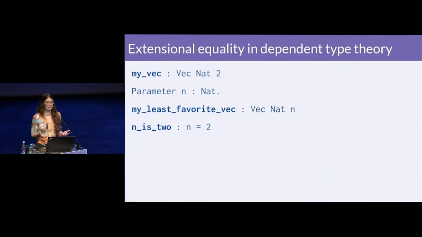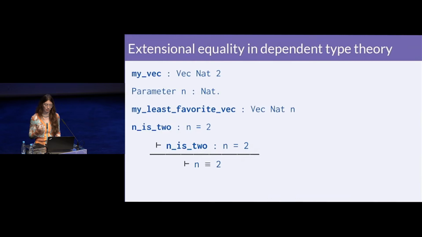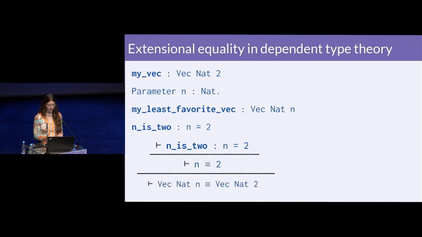So suppose we'd like to actually just use these proofs directly in our type equality judgment. This is what we know as extensional equality. So in this case, we would directly use the proof n is 2 to reflect into the type equality judgment that n is 2, and then we can conclude that these have the same type.